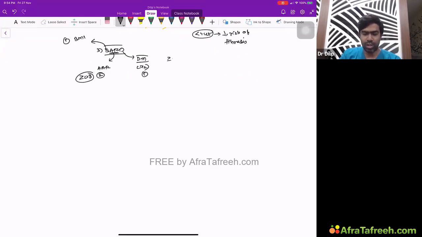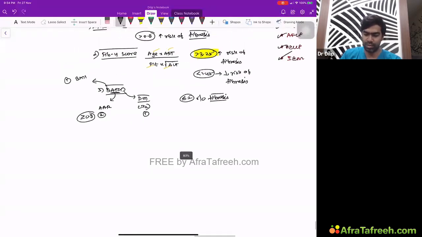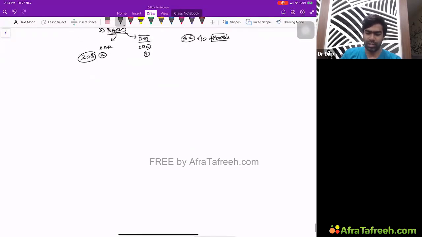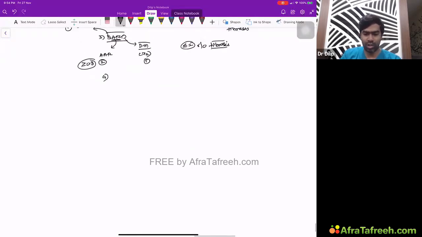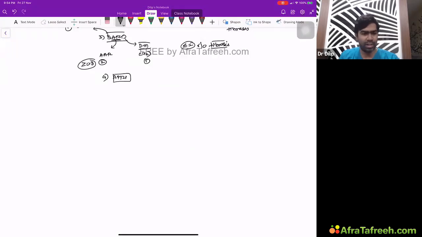So any score less than or equal to 2 is a ruling-out score; it rules out advanced fibrosis. It's very unlikely that the patient has significant fibrosis. This is the third score, the BARD score. Then we have the next score, called APRI, the AST platelet ratio index.